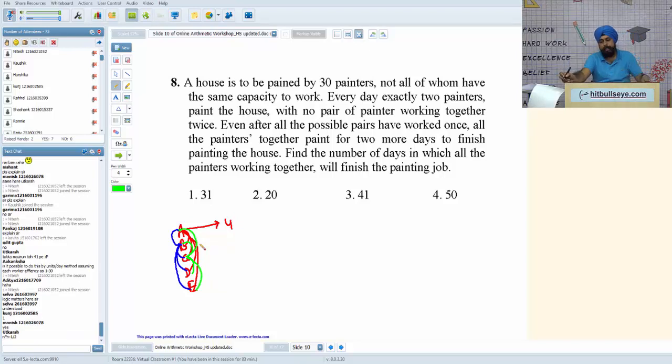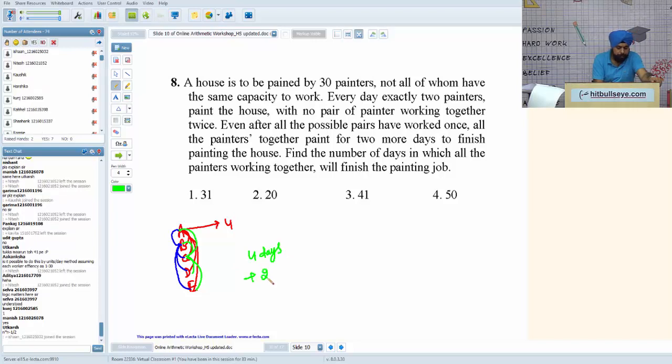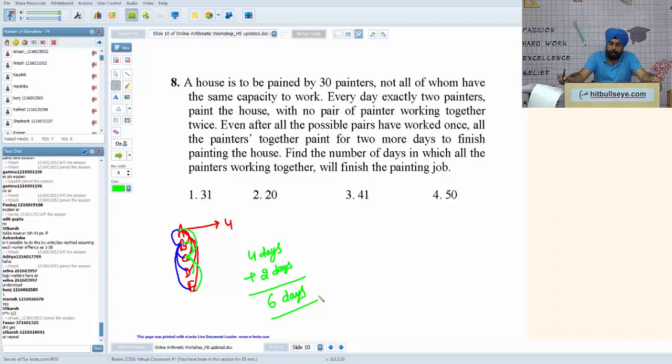So can I say the moment they have all worked in pairs, that means they would have worked for 4 days till that day, and then it takes 2 more days. So for the same question, you can say the answer would have been 6 days had it been only 5 people there. See, if there are 5 people, A, B, C, D, E, A will have how many different pairs to work?